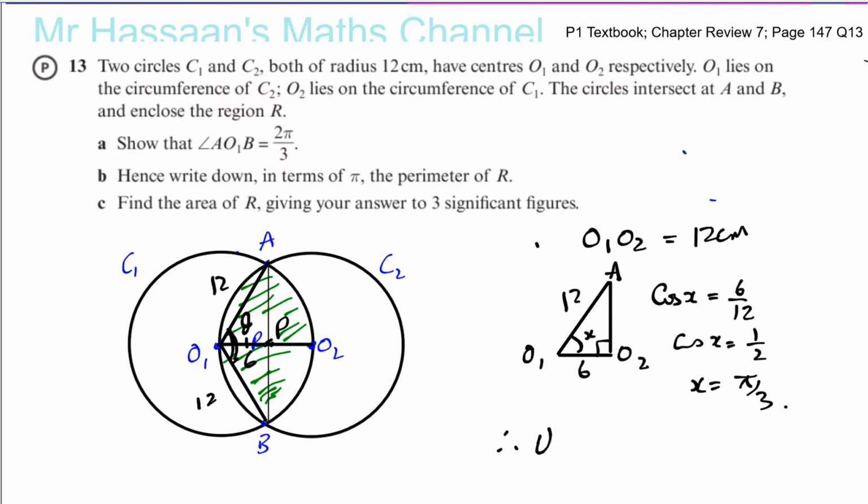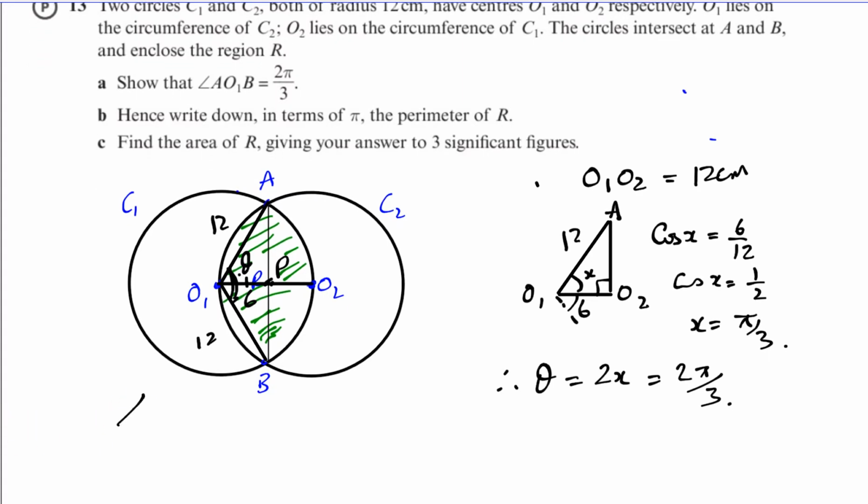Therefore, the angle theta, what we're looking for, is 2 times X, because it's twice the angle there. We found that angle is pi over 3. So it's 2 times pi over 3. So the angle A O1 B is going to be 2 pi over 3. We've just shown that, okay? I hope that's clear. Then it says, hence write down in terms of pi the perimeter of R.